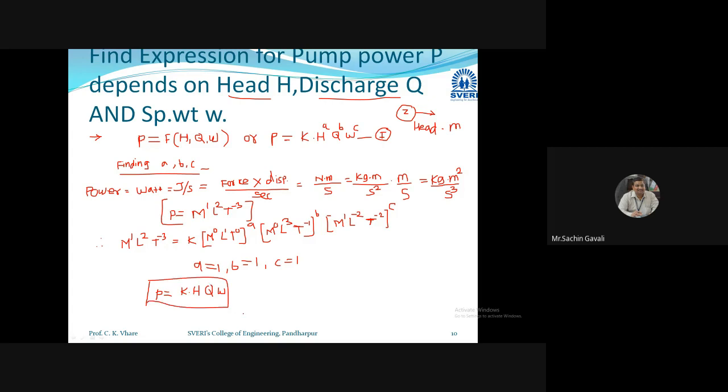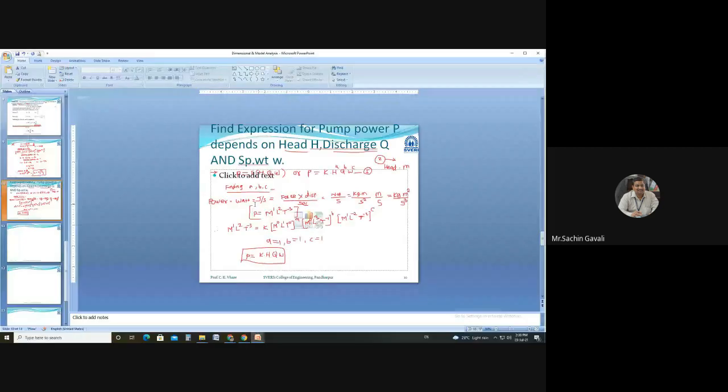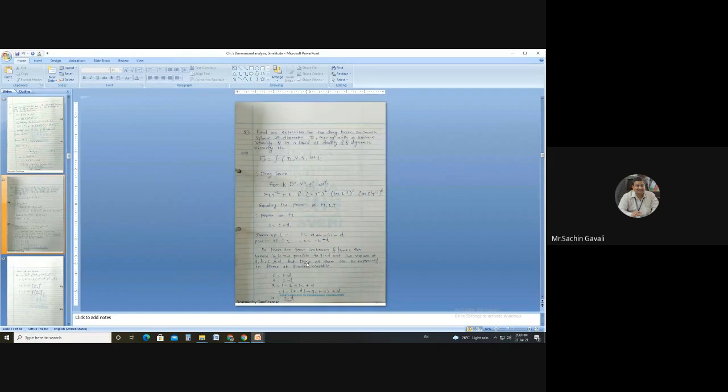K is equal to H, Q, W. Everybody getting? You can write it. Understood? So let us take one more example. This is the third relation, everybody can find out.